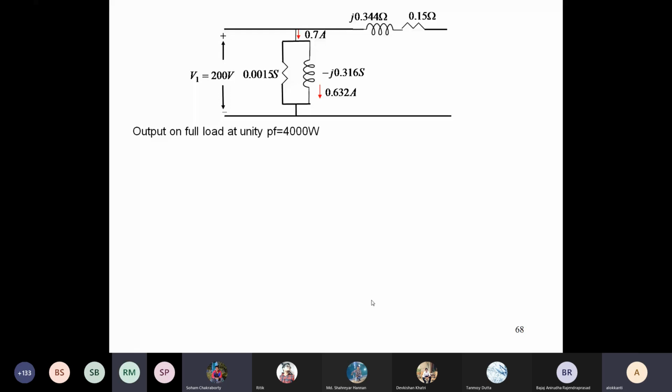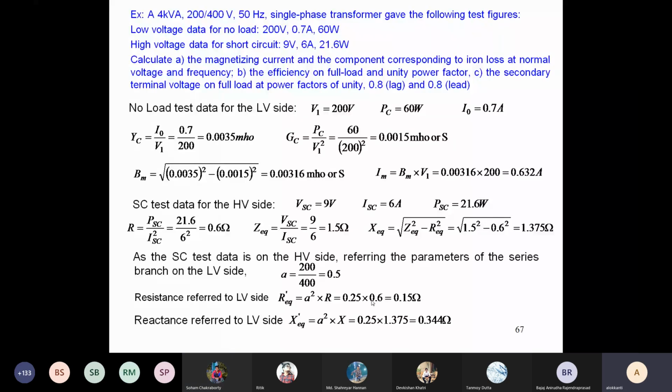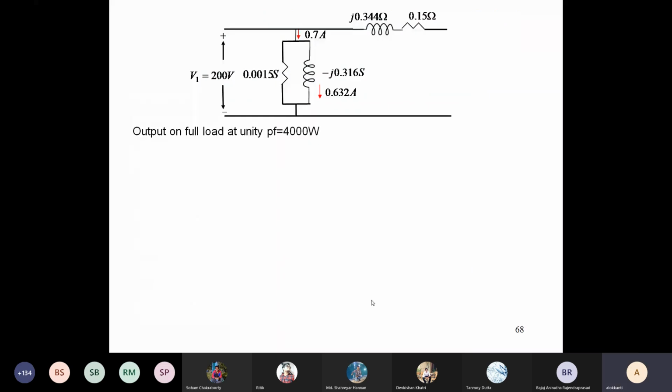4 kVA is given. And if cos phi is 1, then 4 kVA becomes 4000 watts, because the transformer's given rated capacity is 4 kVA or 4000 VA. It has that capacity to deliver. So as soon as I say unity power factor, it is basically 4 kVA into cos theta, which is 1. So it becomes 4000 watts. Output on full load at unity power factor is basically 4000 watts.